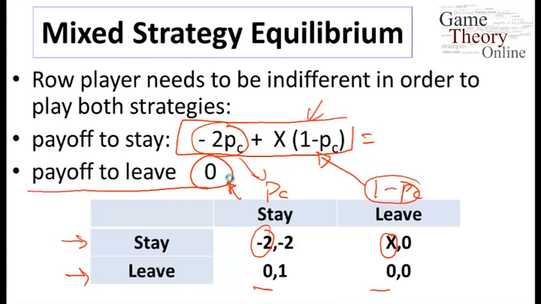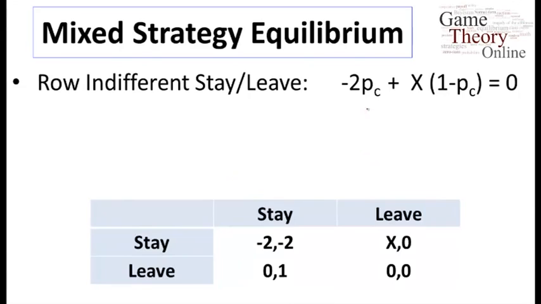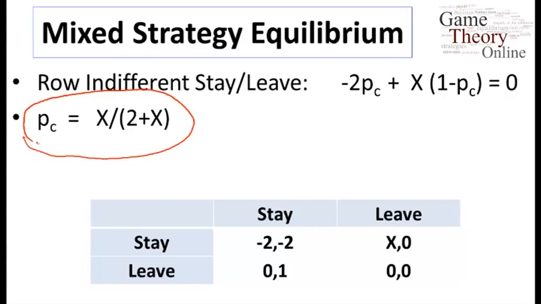And what does that give us? That gives us this equation. We solve that for PC. If you solve that for PC, what are you going to get? PC is going to be equal to x over 2 plus x. Okay, so we have a mixed strategy equilibrium. In the case where x was equal to 1, PC was equal to 1/3. That's a good check. So we're getting the same answer we had before if we plugged the 1 back in.